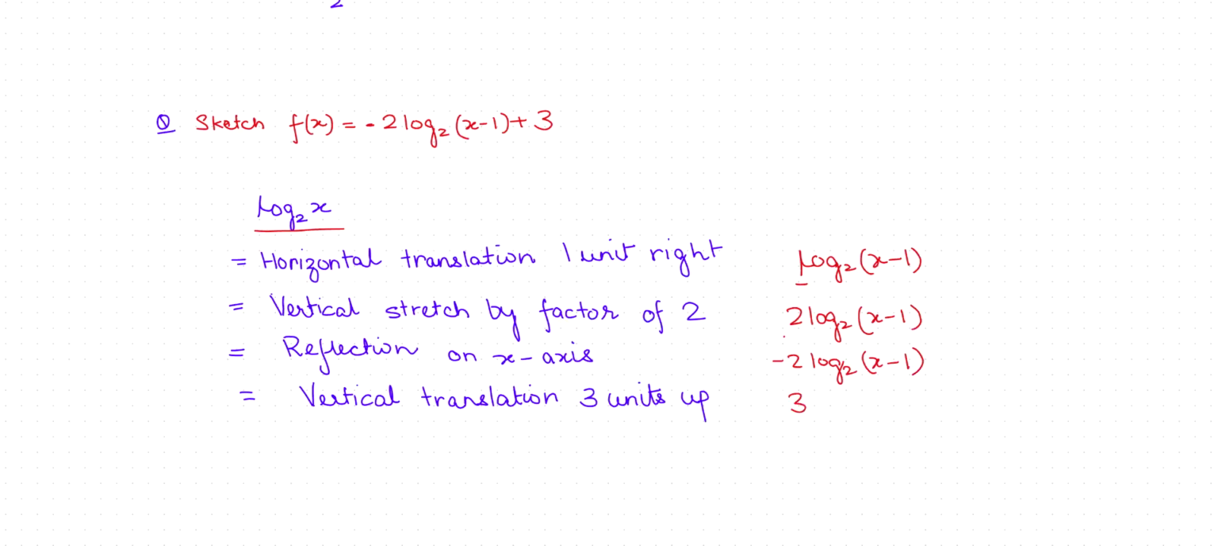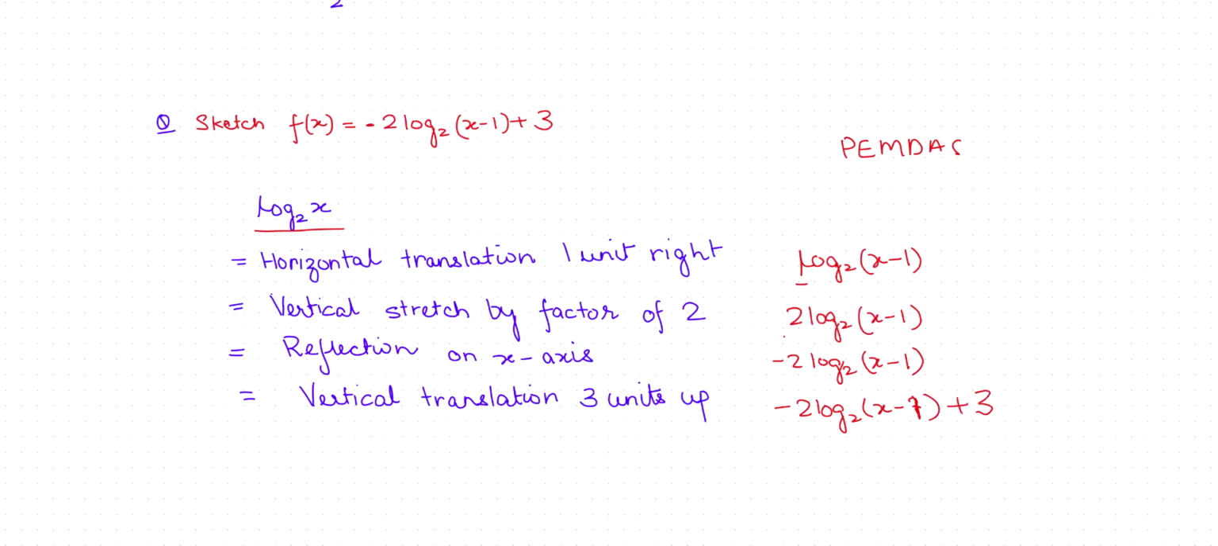But to be on the safer side, I always use PEMDAS rule. So first we do the horizontal, then multiply, and so we never get wrong on this. So this is negative 2 log base 2 of x minus 1 plus 3. Okay. So now let's try to graph it.